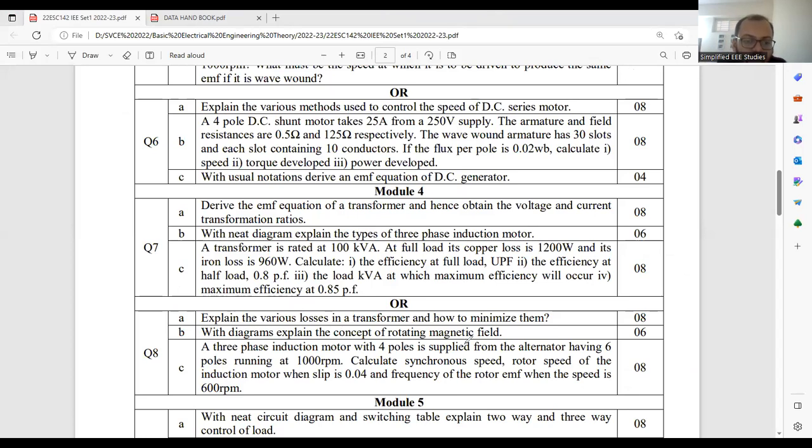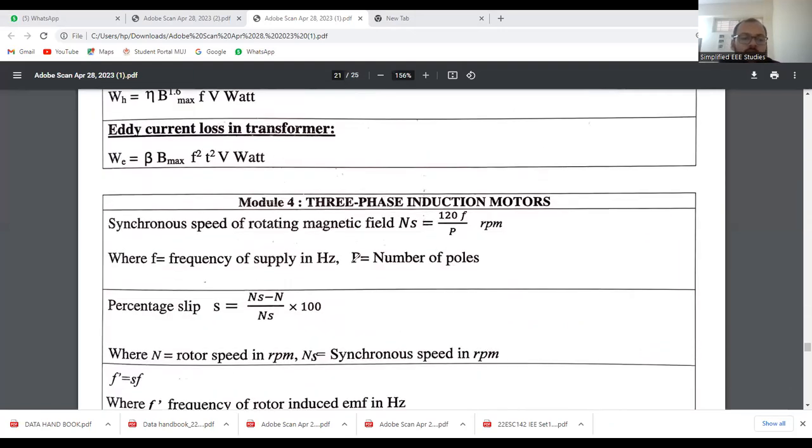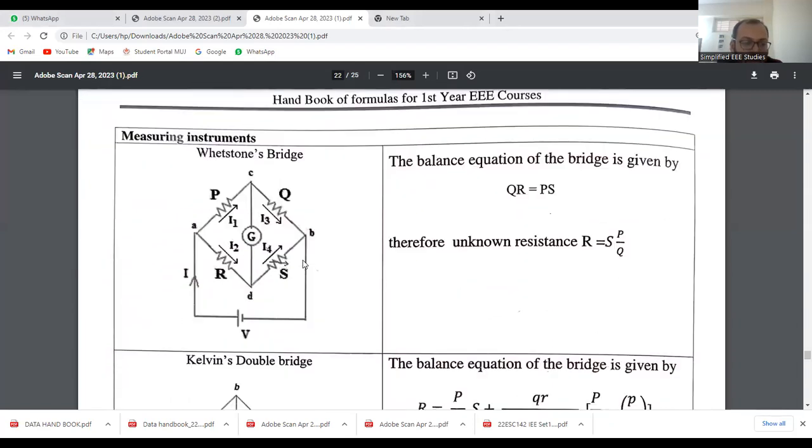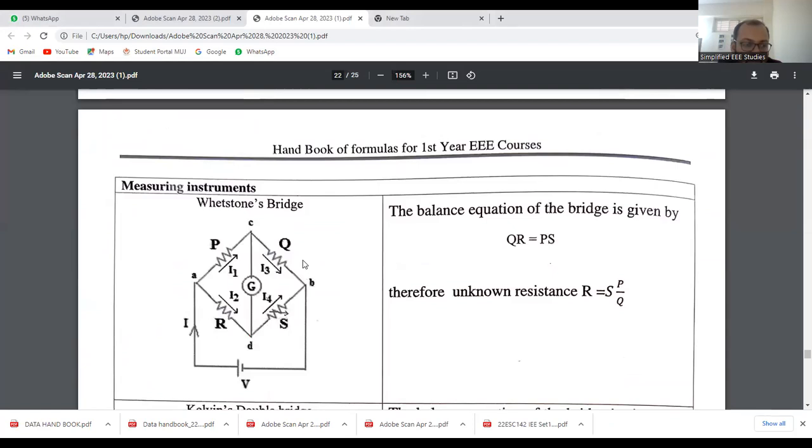With the diagram, explain the concept of rotating magnetic field of induction motor. Here, what we are supposed to do is please refer to the content related to three-phase induction motor. I'll be showing you. All the equations are available, or required for us. Rotating magnetic field. Okay, no problem.